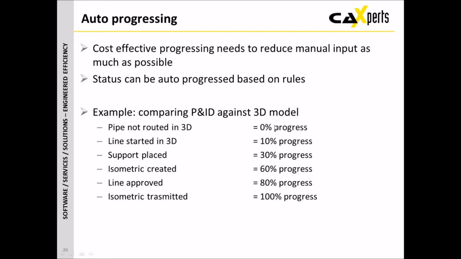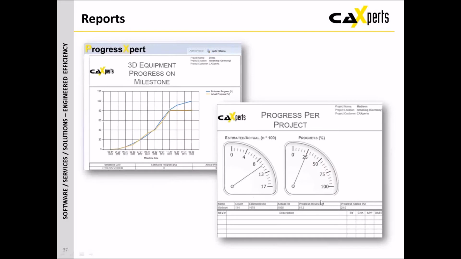So in simple terms, in this example, if you haven't started something in a 3D model, that would be 0% progress. If you start the line, we may equate that to 10% progress. Support placed 30%, created the ISO 60%, line approved 80%, and the isometric transmitted might equal 100%. Just a pure example, but it gives you something to think about.